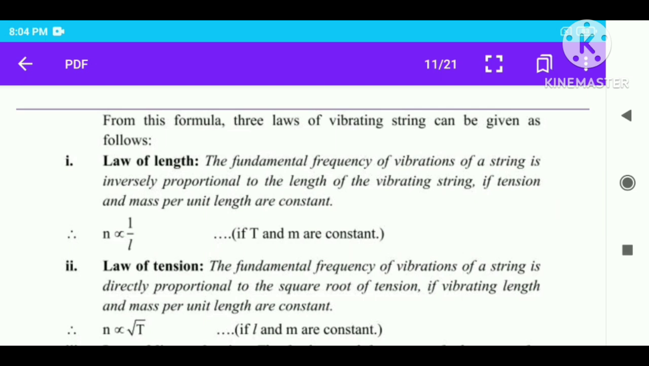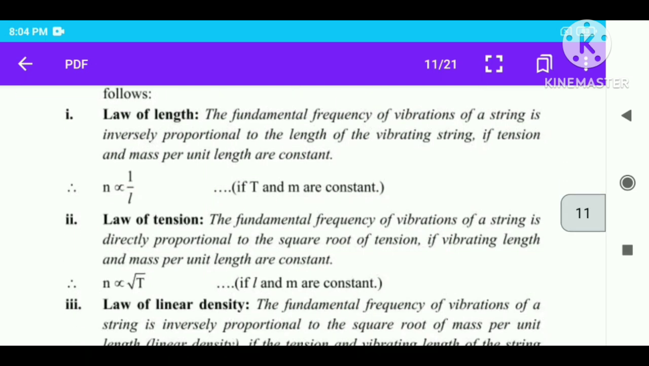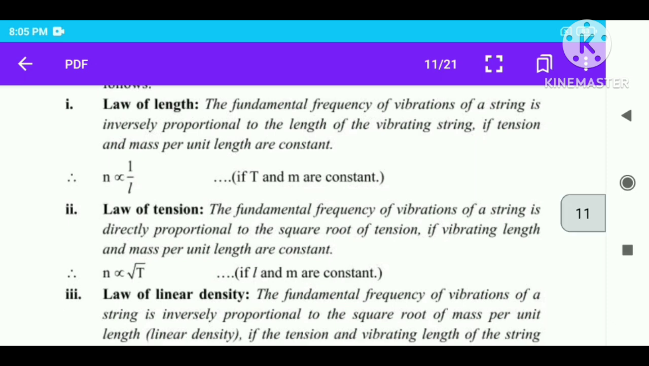Law of length. The fundamental frequency of vibrations of the string is inversely proportional to the length of the vibrating string if the tension and the mass per unit length are constant. Therefore n is directly proportional to 1 by L if T and M are constant.